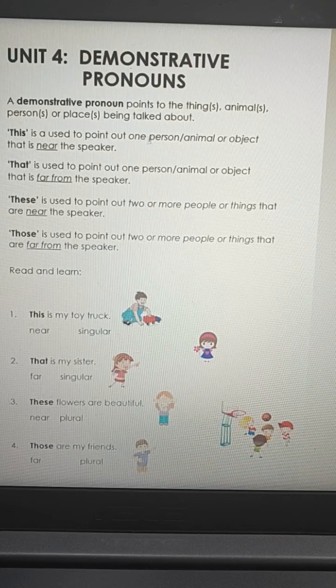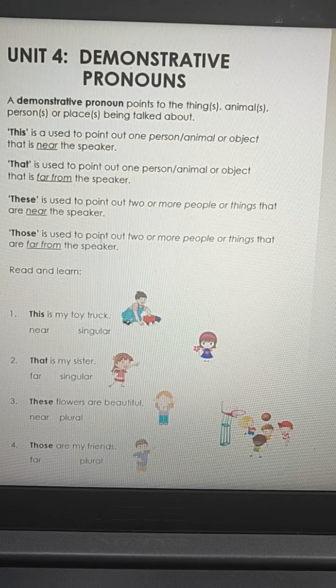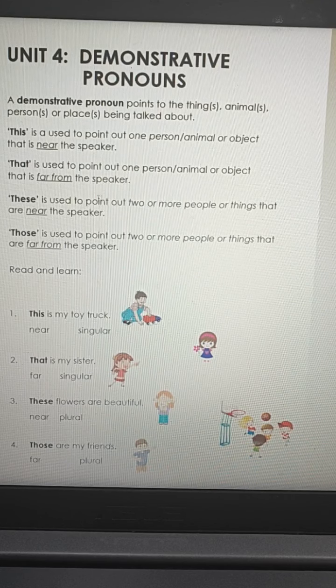So this and that are used for singular. For example, one person, one animal or one object. Whereas these and those are used for plural. Remember, plural refers to many things. Singular means one, plural means many. So these and those are for plural, meaning two or more people, animals or things. Okay, so read and learn together.